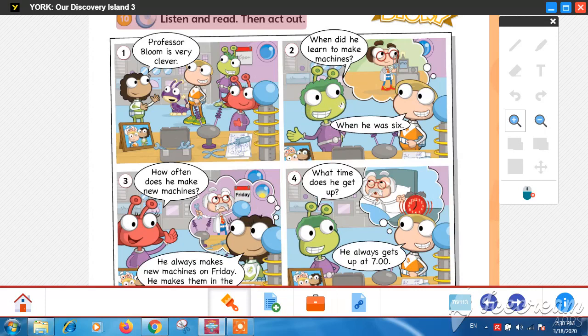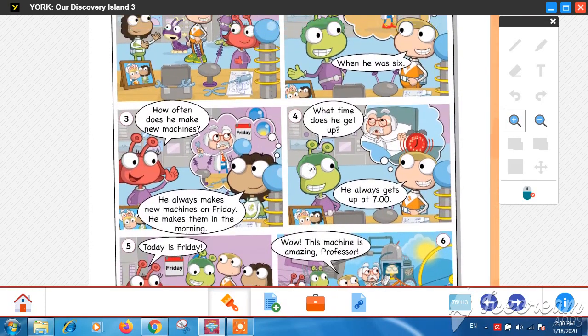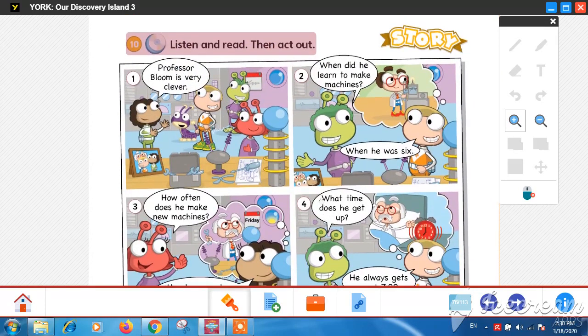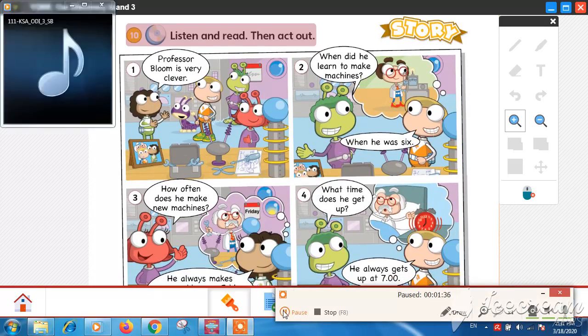I can hear some students say they see Professor Bloom when he was young, so they talk about Professor Bloom. Also, there is a machine here, so they may be talking about Professor Bloom making machines. Let's start and read. Okay? So, listen carefully. Unit 7, Lesson 5, Activity 10, page 76. Listen and read. Then act out.